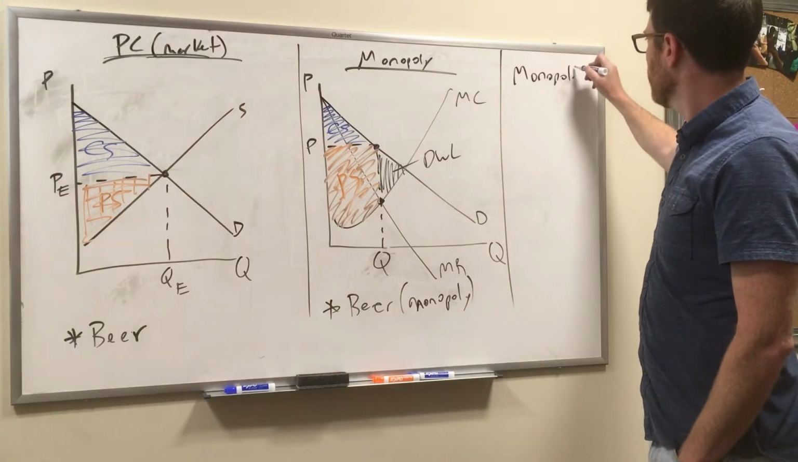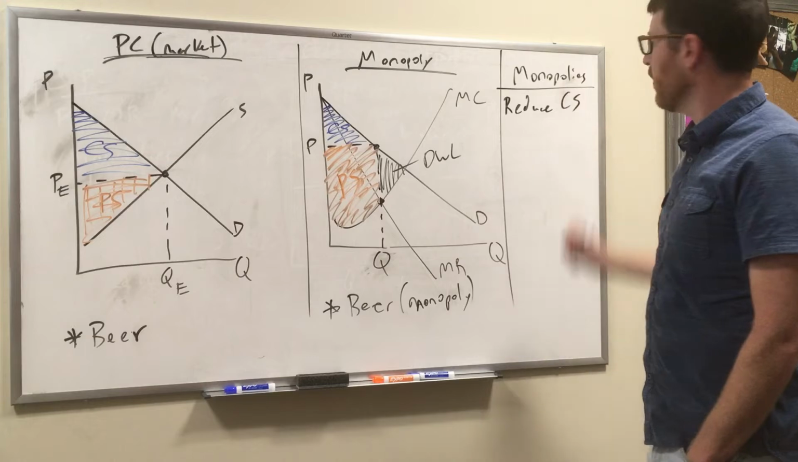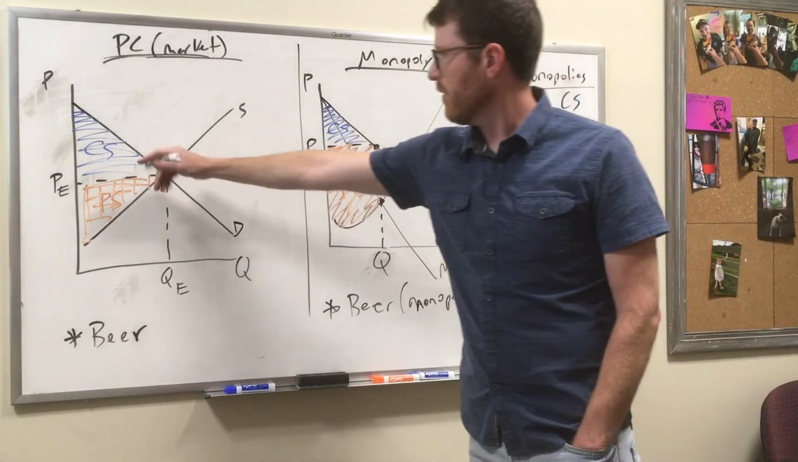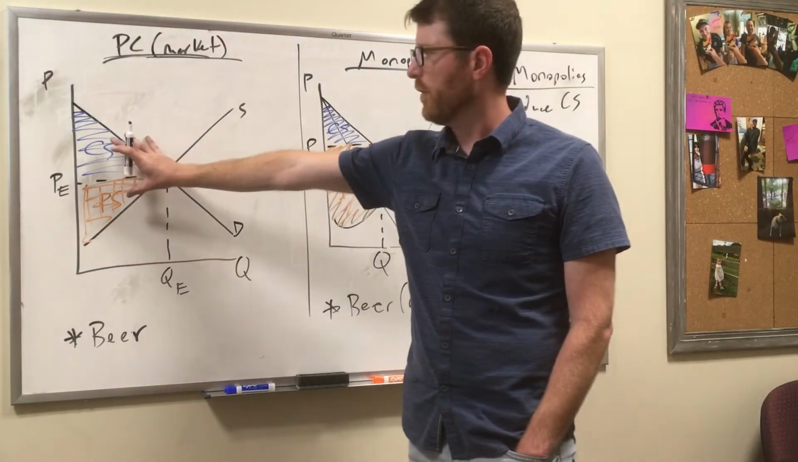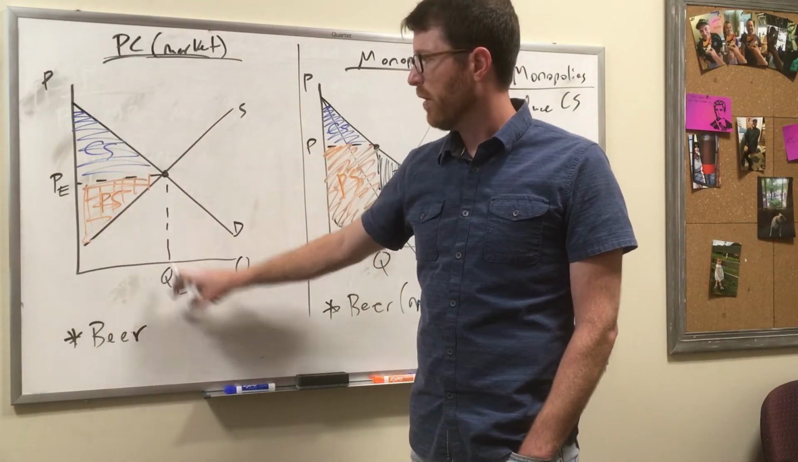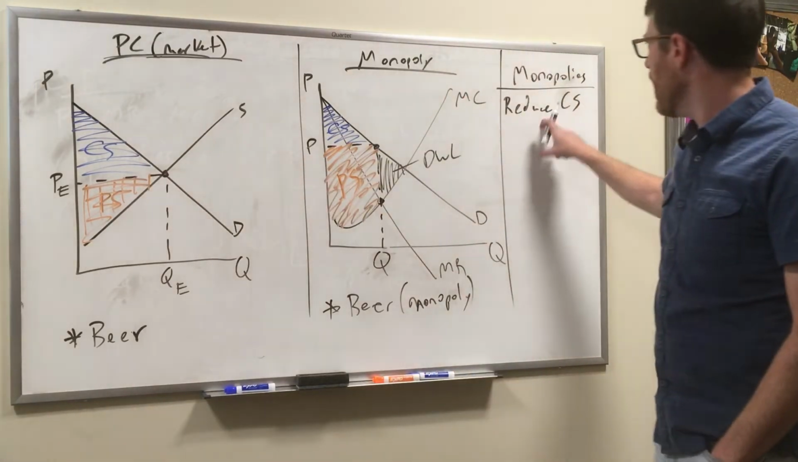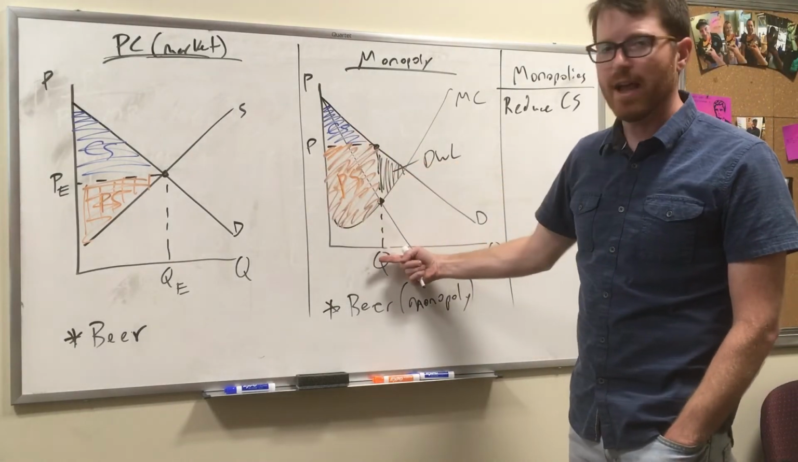Monopolies reduce consumer surplus. You can see that here. This triangle is bigger than this one. It's kind of hard to draw to scale there. Consumer surplus here is bigger because they're buying more and being charged less. Two good things if you're a consumer. So monopolies, in effect, reduce consumer surplus. They charge more, they sell less.